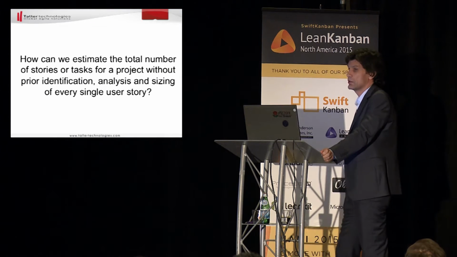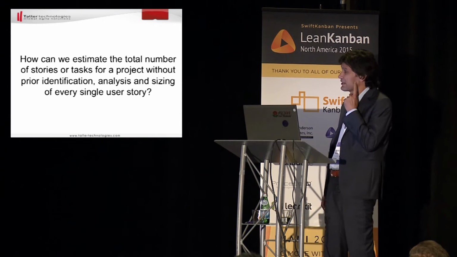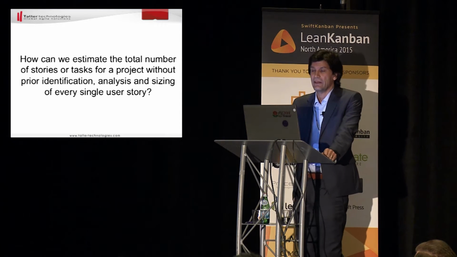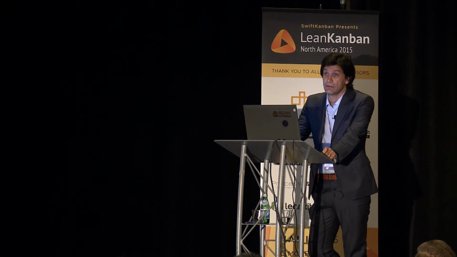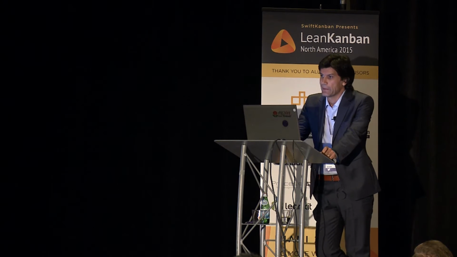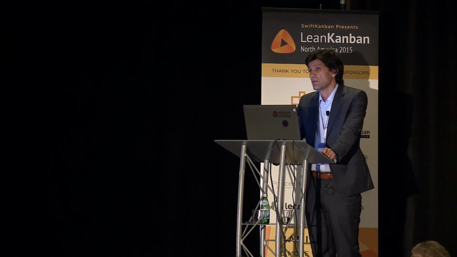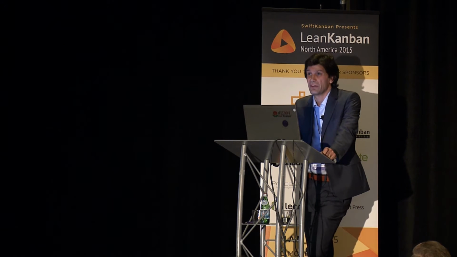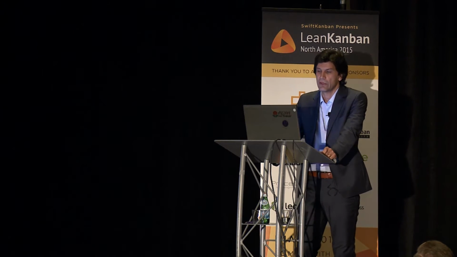So how can we estimate the total number of stories or tasks for a project without prior identification, analysis, and sizing of every single user story? At the end of last year, I decided to find some analogy in the world outside, and I thought there must be a way of doing this more scientifically. I had an idea to look into how they do it in horticulture, because nobody is going to count the number of fruit on a tree, especially if it's a big garden. It's terrible. Nobody will do it. But there are forecasts for how big the produce will be, and everything else.